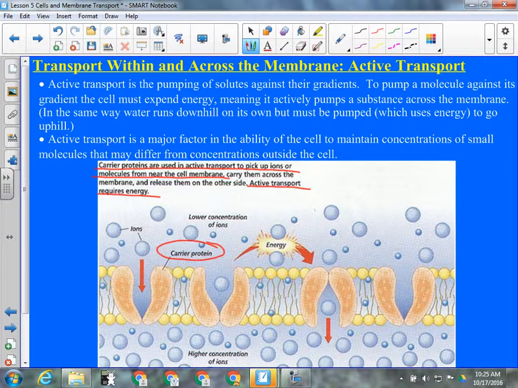All right, so the three methods that we've just talked about all involve moving materials that are small or that are dissolved in water, so they're in solution already. Right? We're going to move on now to talking about larger particles that the membrane actually has to change shape in order to absorb. Okay, so we're going to be looking at that next.